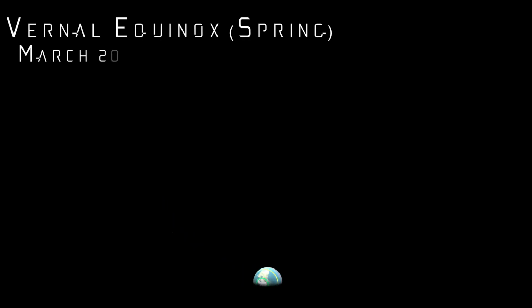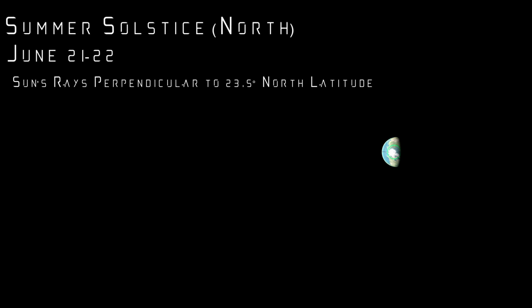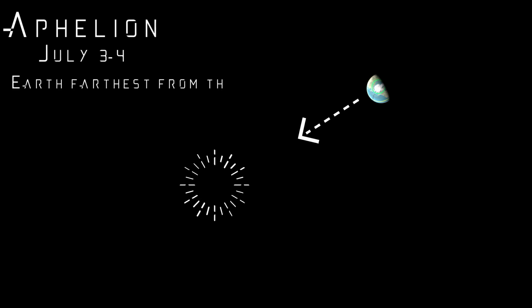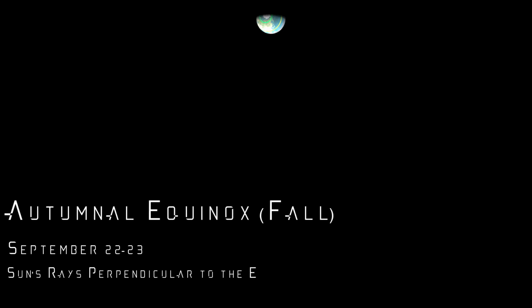Then comes spring, in which everywhere on the globe shares equal day and night of 12 hours each. We approach our summer solstice in the north in June. The Arctic Circle experiences 24 hours of light. A few weeks later, we reach aphelion, which is our furthest point from the Sun, about 94.8 million miles. Then we come to fall, in which we experience 12 hours of day and 12 hours of night again.